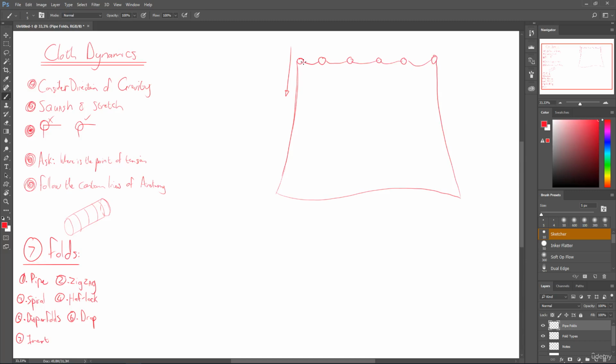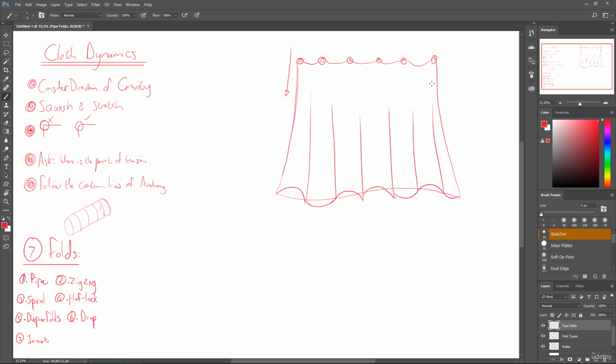These are the points of tension here, and I will continuously draw in points of tension as we're doing this, so we get a good idea. Gravity will pull down, and what will happen is the fabric will start, based on the points of tension, coming down into these pipe shapes, right? And taking on a very cylindrical form as this is occurring. And it will rhythmically move in and out.